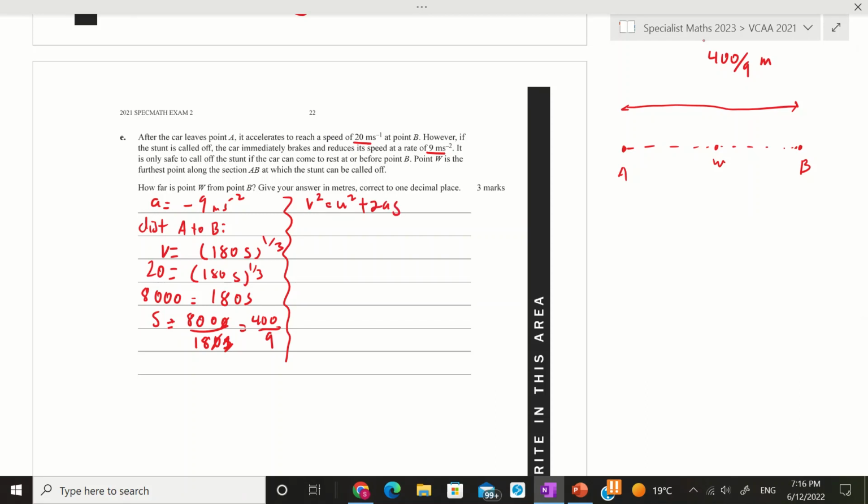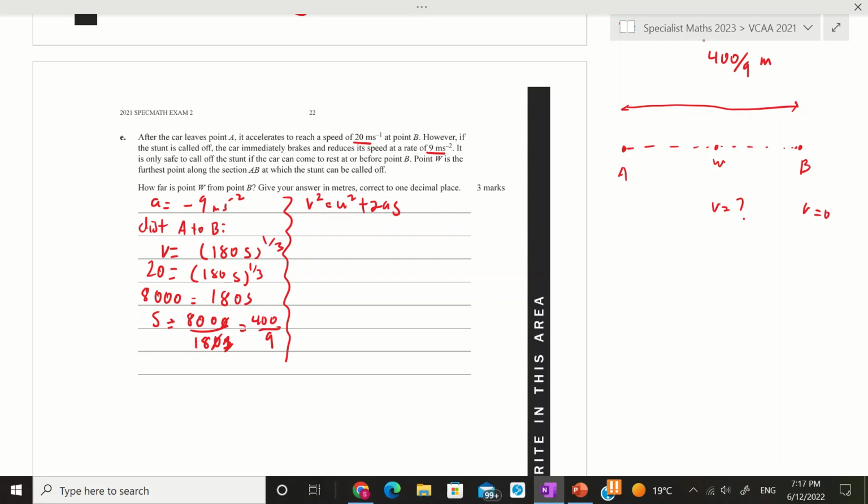Why is that? Well, think about what's happening here. If the car was going to start braking at W and then finally come to a complete stop at B, then my velocity at B would equal 0, and my velocity at W is something I don't know right now.